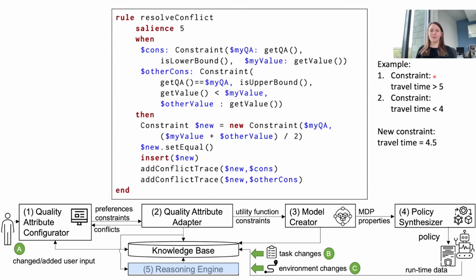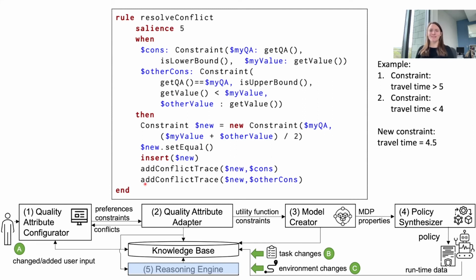In this example here, we could have a constraint that says the travel time should be larger than 5, and another constraint that says it should be less than 4. So both of them cannot be fulfilled at the same time. And the way to resolve this is to create a new constraint that takes the mean of these two travel time values, sets it to 4.5 in this example, inserts that into the knowledge base, and adds conflict traces. And with that, we can generate constraints that can then be used for the automated planner to create policies.